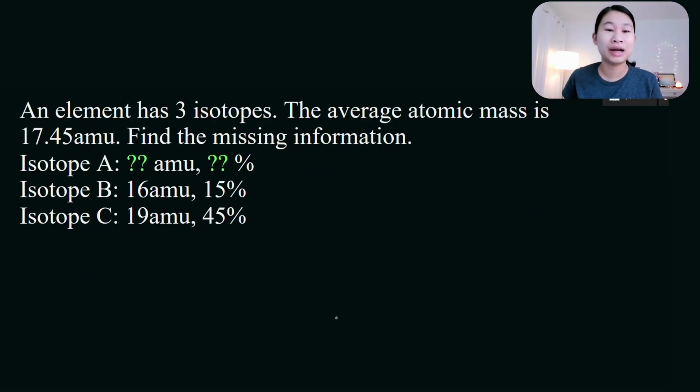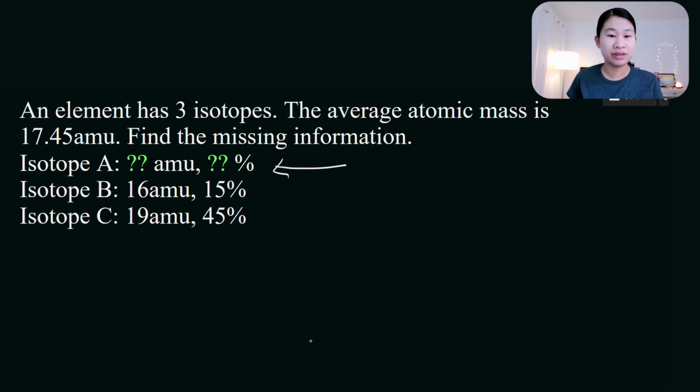Now here is a different variety of the same ideas. So an element has 3 isotopes, and we are given the average atomic mass. And our job is to find the missing information where these question marks are. So we need to find the mass of isotope A and the percentage of isotope A.